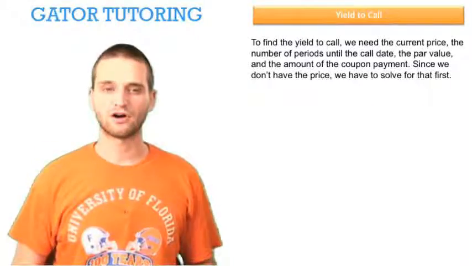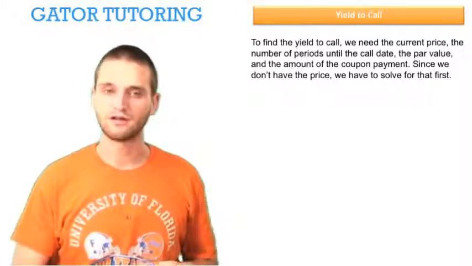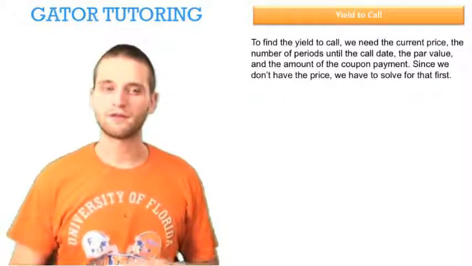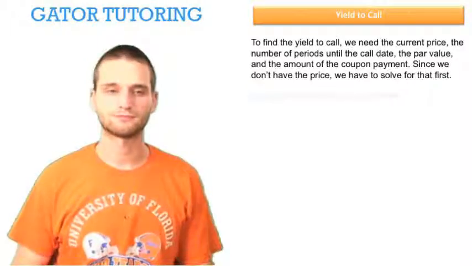To find the yield to call, we need to find the current price, the number of periods until the call date, the par value, and the amount of the coupon payment. Since we don't have the price, we have to solve for that first.